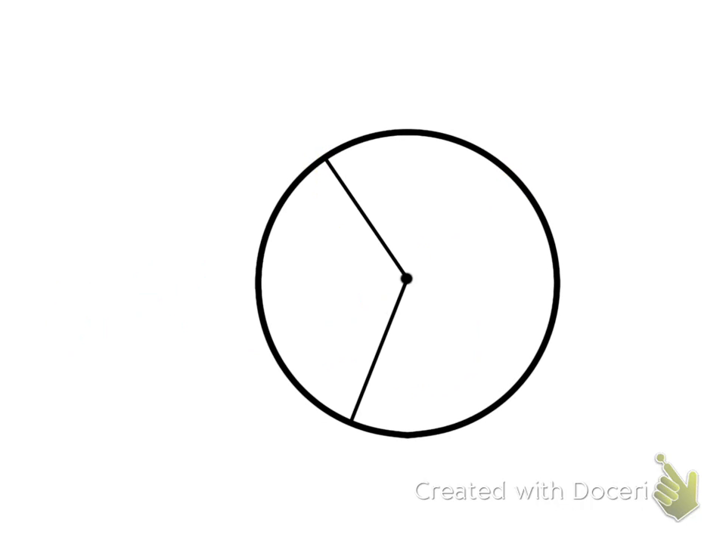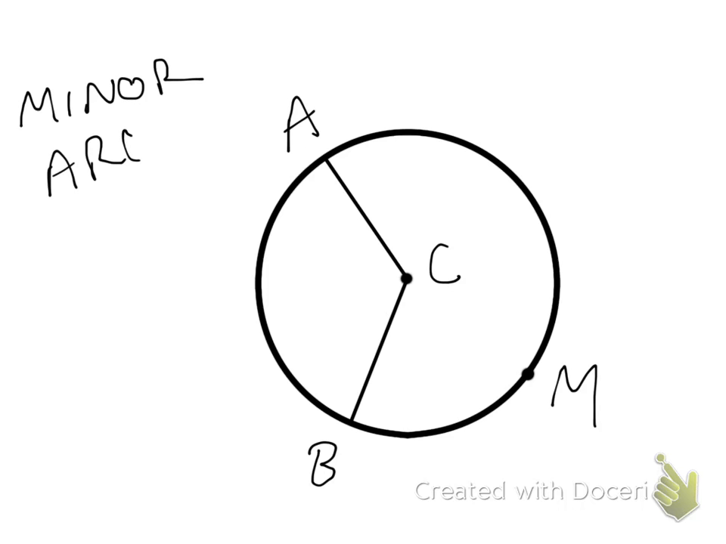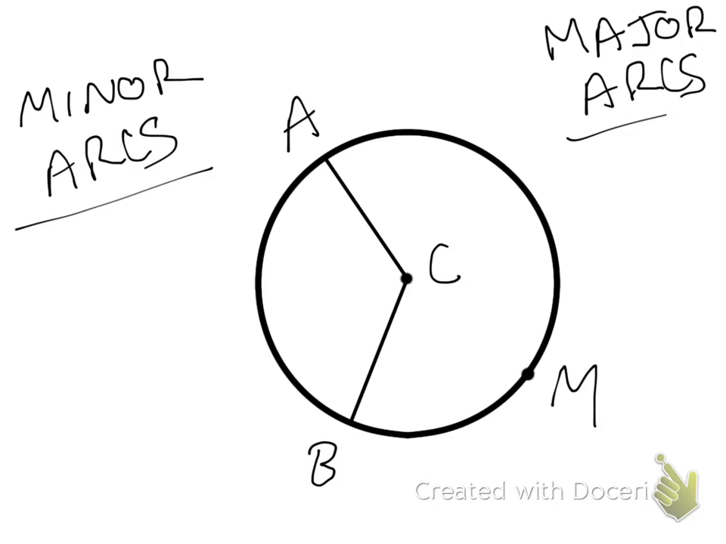All right, moving on. Our next vocab words, actually we're going to do two in one, and let me go ahead and get some points here. We'll call this one A, we'll call this one C, we'll call this one B, and I'm actually going to add a new point over here, and I'm going to call this one M. So for this slide, I want to talk about minor arcs, and I want to talk about major arcs, and the difference between the two.